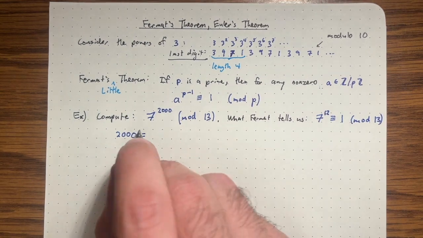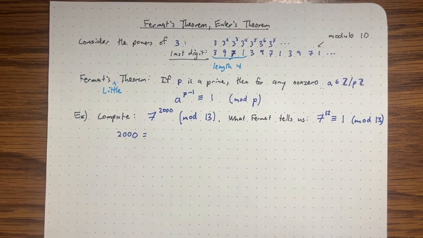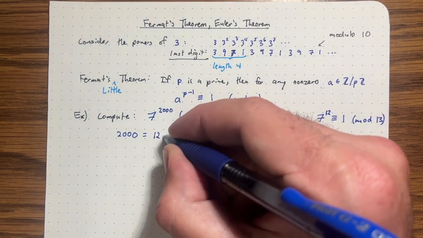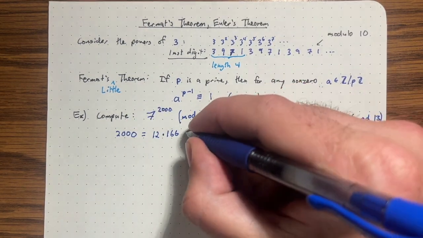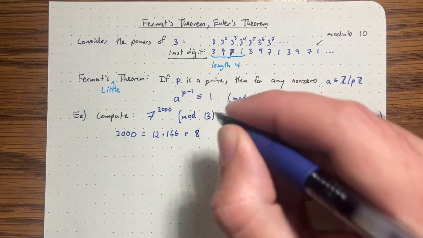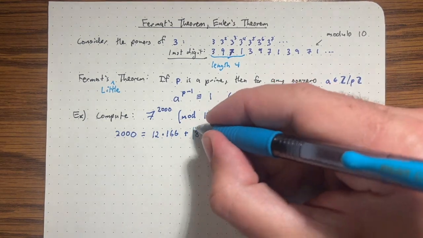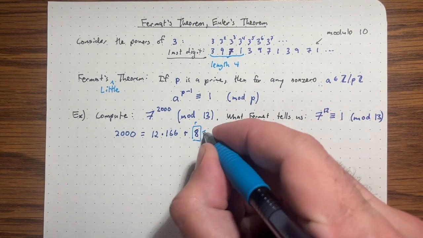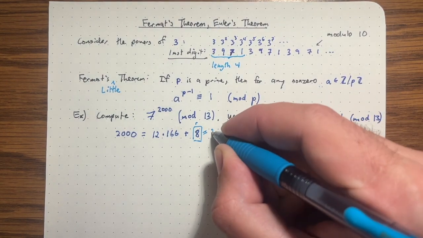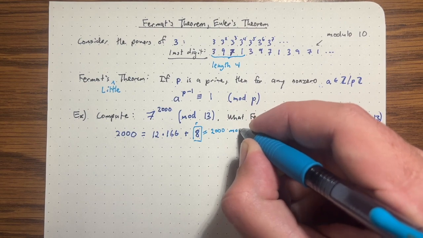And so we're doing the 2000th power. Let's write 2000 as some multiple of 12 plus a remainder. In other words, let's divide 2000 by 12 and just get the remainder. Well, what is 2000 divided by 12? I think I wrote it over here. It's 12 times 166. We don't care about that 166, actually. The thing we really care about is that remainder. So that 8 is just 2000 mod 12.